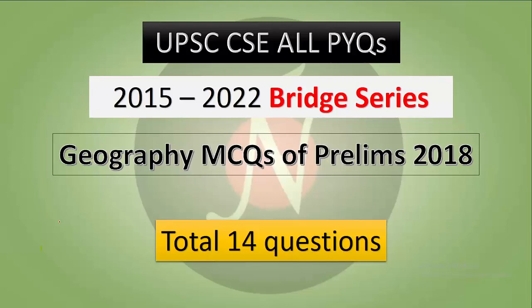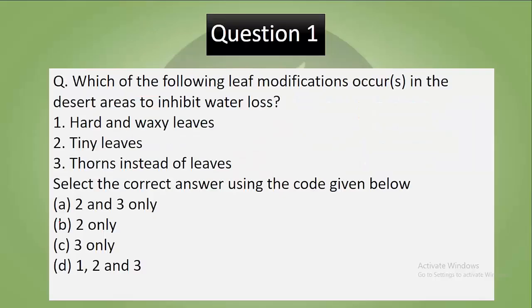Our today's topic for discussion would be Geography MCQs which came in prelims 2018. So in total there were 14 questions. We will discuss all of them. We have already discussed questions which came in 15, which came in 16, which came in 17. So today is the turn of 2018 questions.